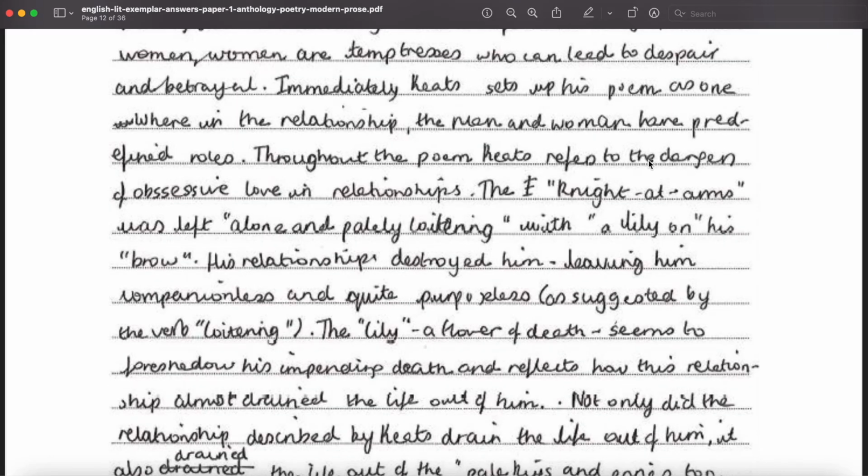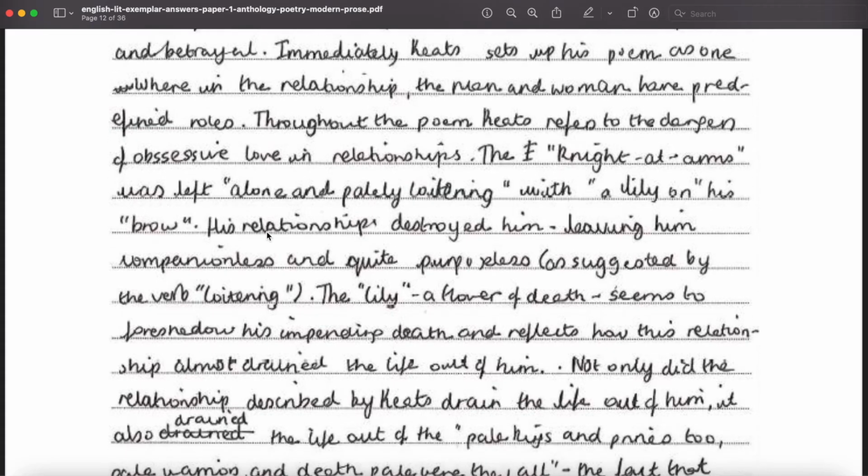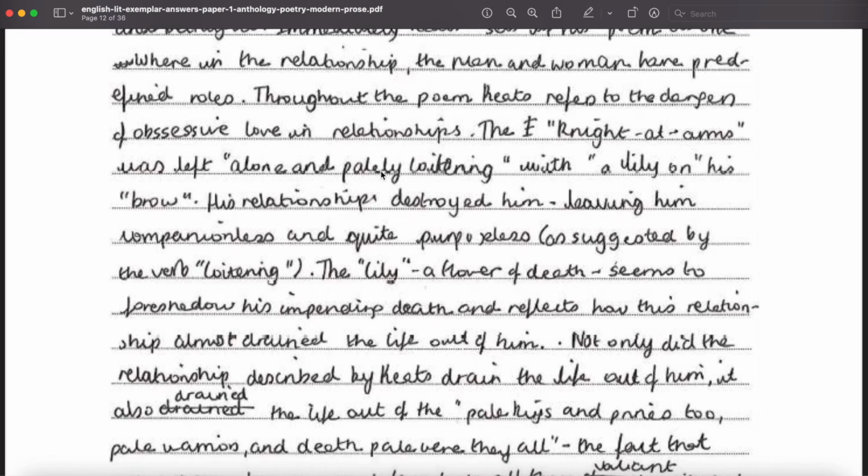Throughout the poem, Keats refers to the danger of obsessive love in relationships. The knight at arms was left alone and palely loitering with a lily on his brow. You can see quotes here, textual evidence. Okay, so now she or he is going on to explain the author's purpose, what the author is trying to show us about relationships in La Belle Dame Sans Mercy.